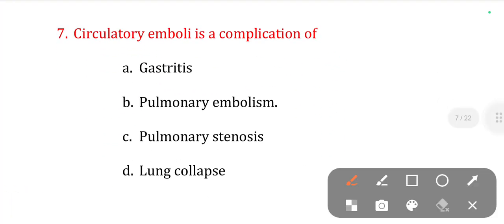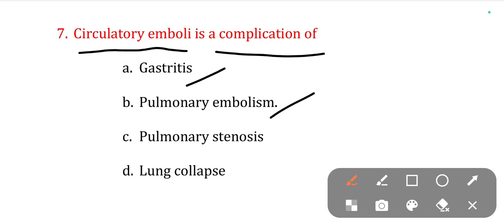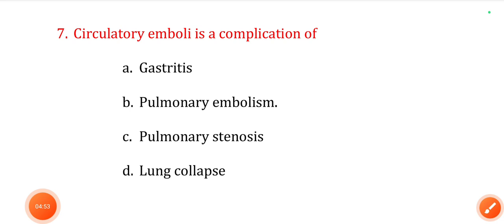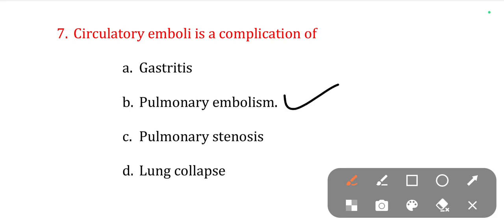The next one is, circulatory emboli is a complication of. When the emboli are present in the circulatory system, that is the cardiovascular system, in blood, what is the complication? Options are gastritis, pulmonary embolism, pulmonary stenosis, lung collapse. The right one is option B, pulmonary embolism. The circulatory emboli finally settle in the lungs, so they cause pulmonary embolism.